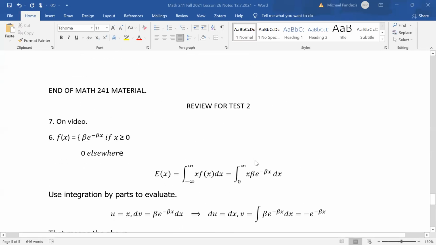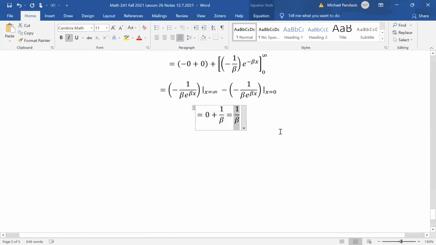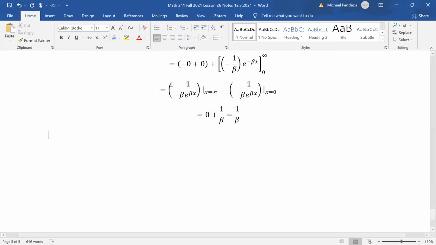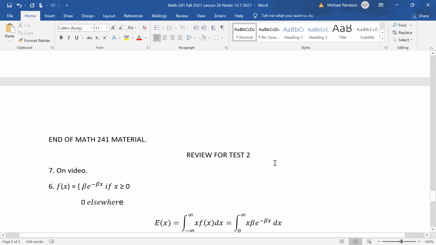The integrals, so I think you mean if you just have this, right? That's not a final answer, right? So you have to evaluate that. So E of x is equal to that, but you have to evaluate it and find it's 1 over beta to get full credit.